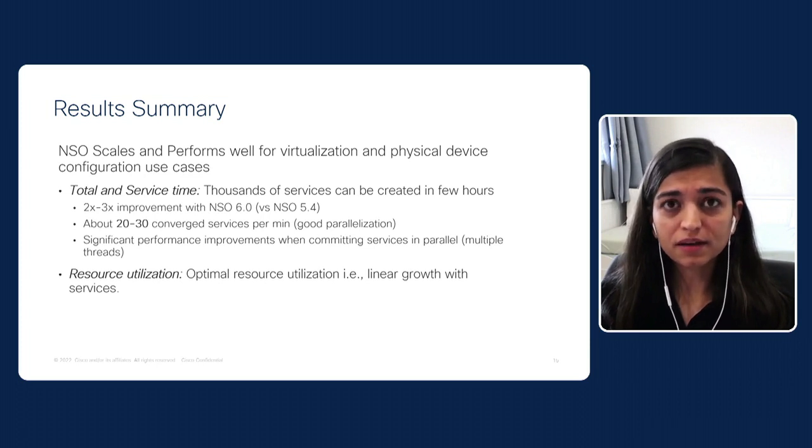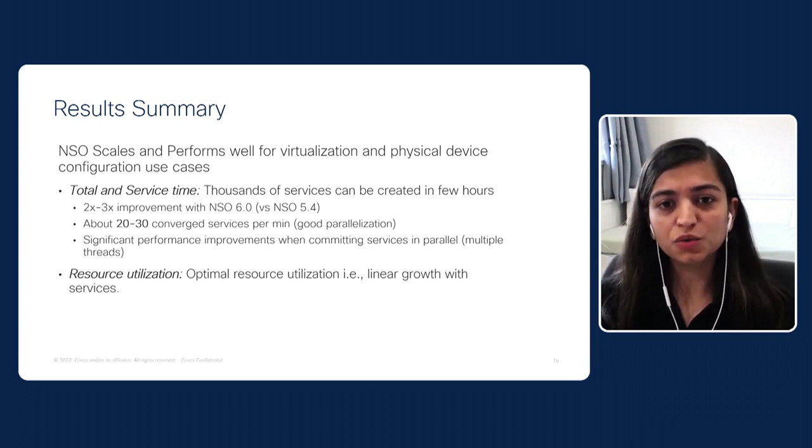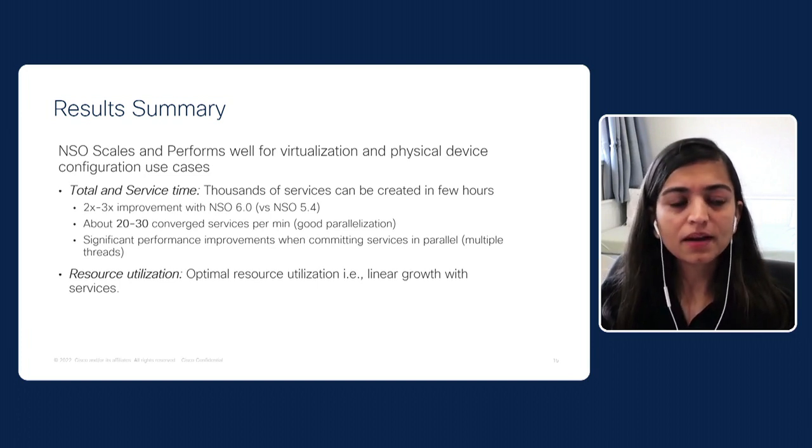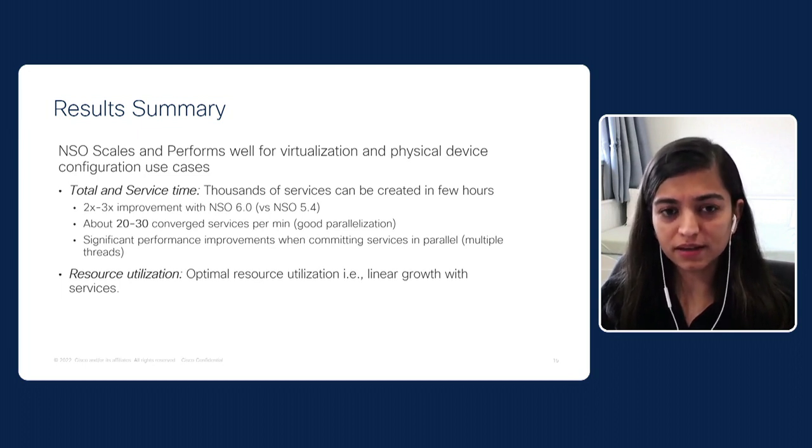And significant performance improvements can be seen when we do a multi-thread scenario, specifically in cases like T-SDN, where you have 5 threads creating services in parallel with 4 devices each. In terms of resource utilization, the numbers show that it was quite a linear growth, and resources were optimally utilized. And there are more improvements that are going on, and with future versions, there will be more improvements to the numbers that we see today, but this is just a start with NSO 6.0.